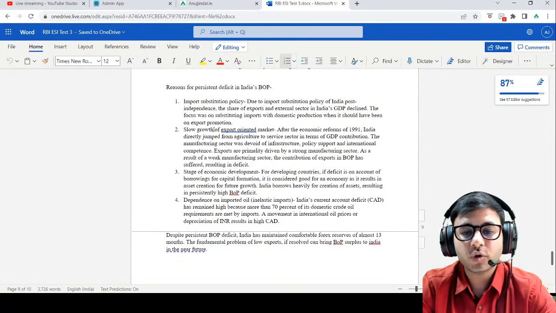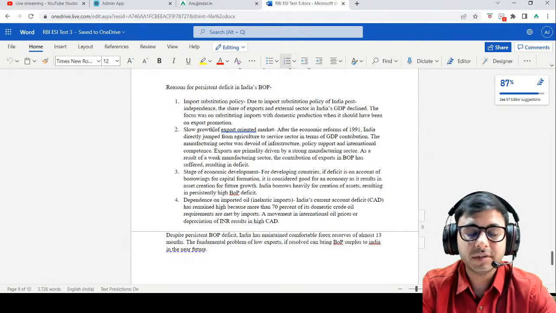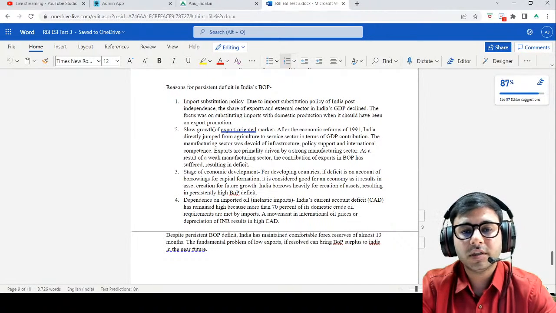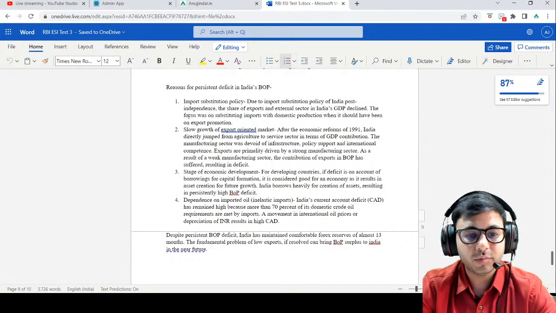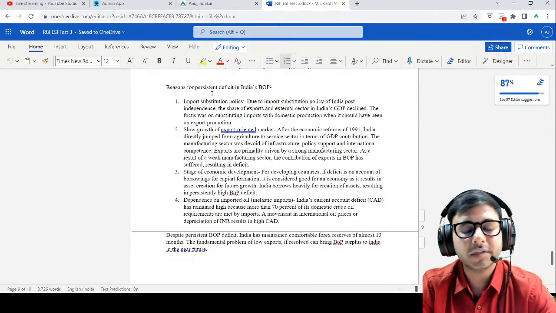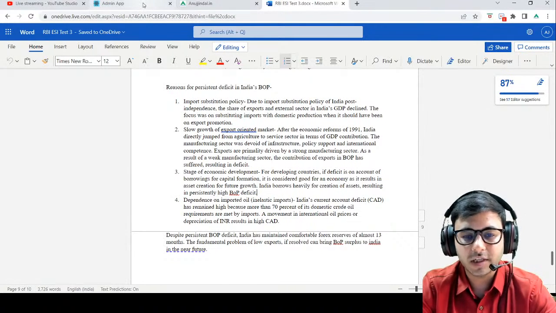Slow growth of export-oriented markets. So the growth of our exports is comparatively slow in comparison with the imports. And then the import substitution policy that we followed, and we're still stuck on that.